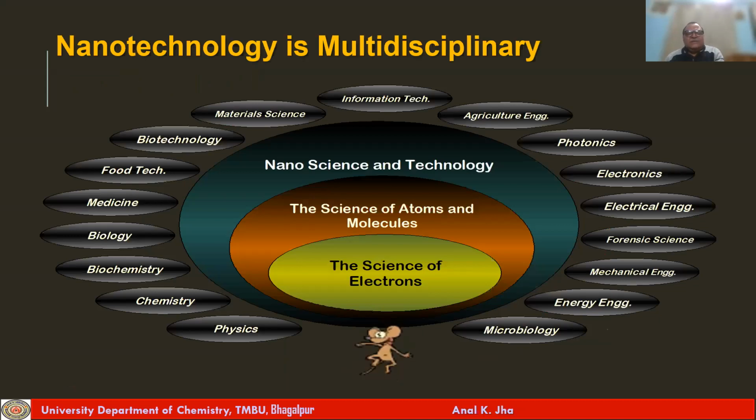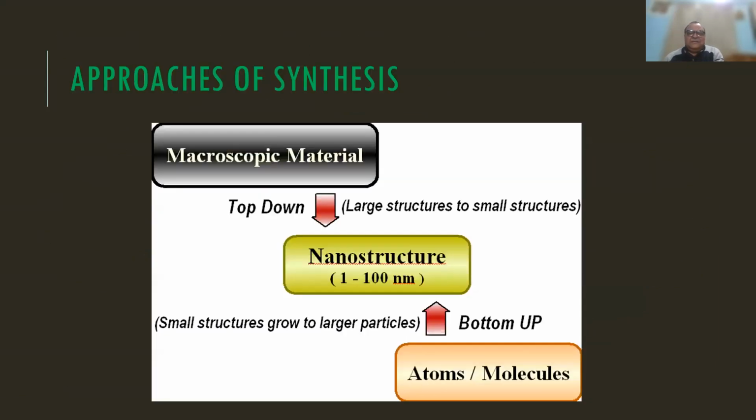So this is a multidisciplinary science. Earlier we had an era of the science of electrons. Then we moved to the science of atoms and molecules. Now we are into the science of nanoparticles, nanoscience and technology. You can see all these areas are affected. I could not accommodate more. You can see the jubilation in this mouse, and he has learned how things are being run by nanoscience and technology.